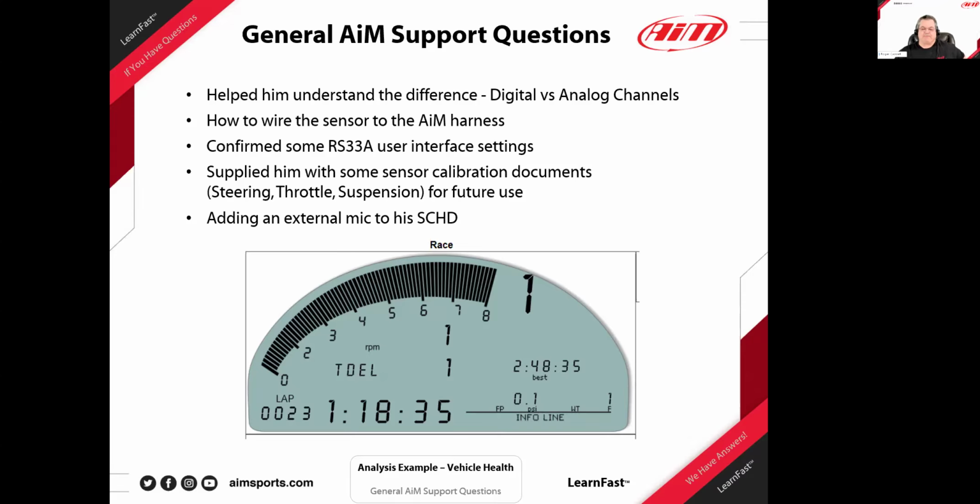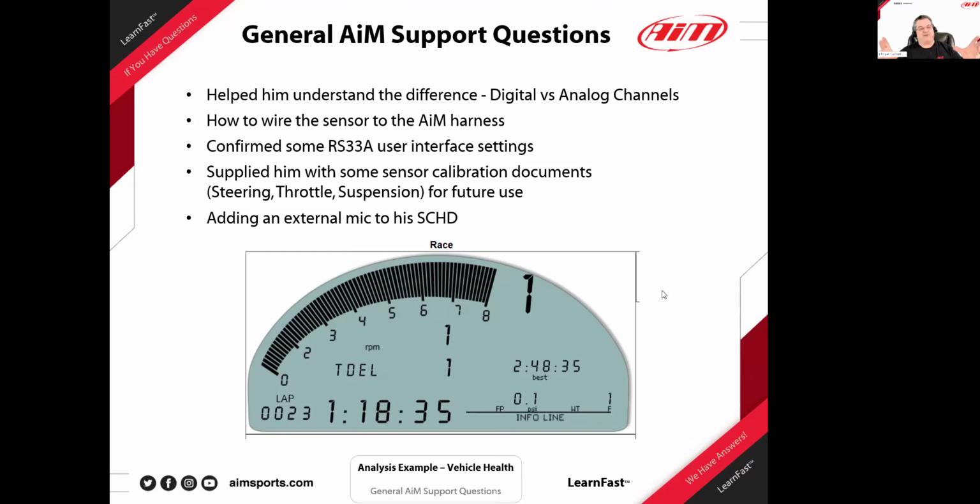So I got him those sensor calibration documents to get him up to speed. He had already done them and was in pretty good shape, but I wanted to help him on that. And then he wanted to add an external mic to his SmartyCam, and we chatted about some of my experience with doing that same thing and how I had used it in the past, and that opened up some ideas for him. He wanted to do that, so he went to work on that as well.